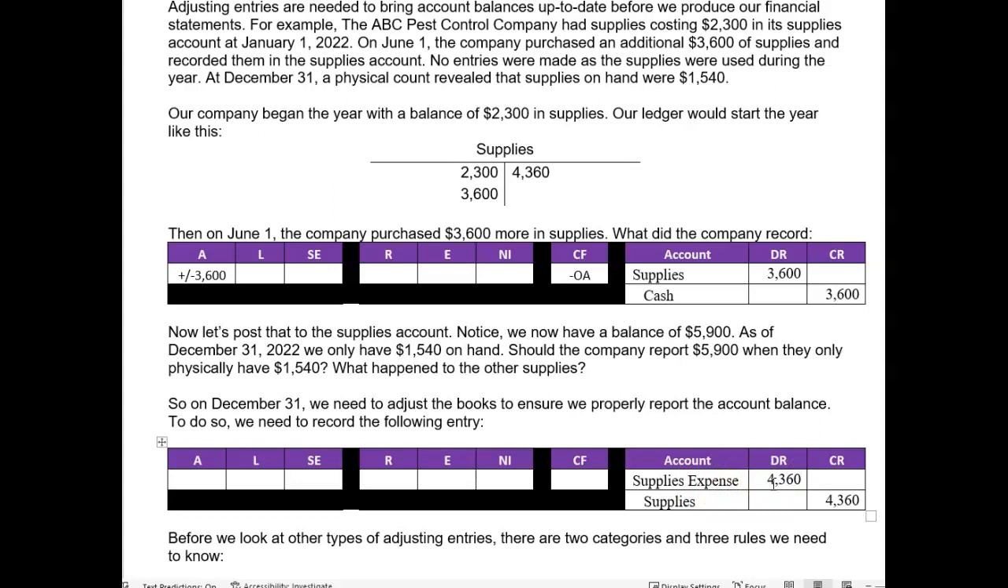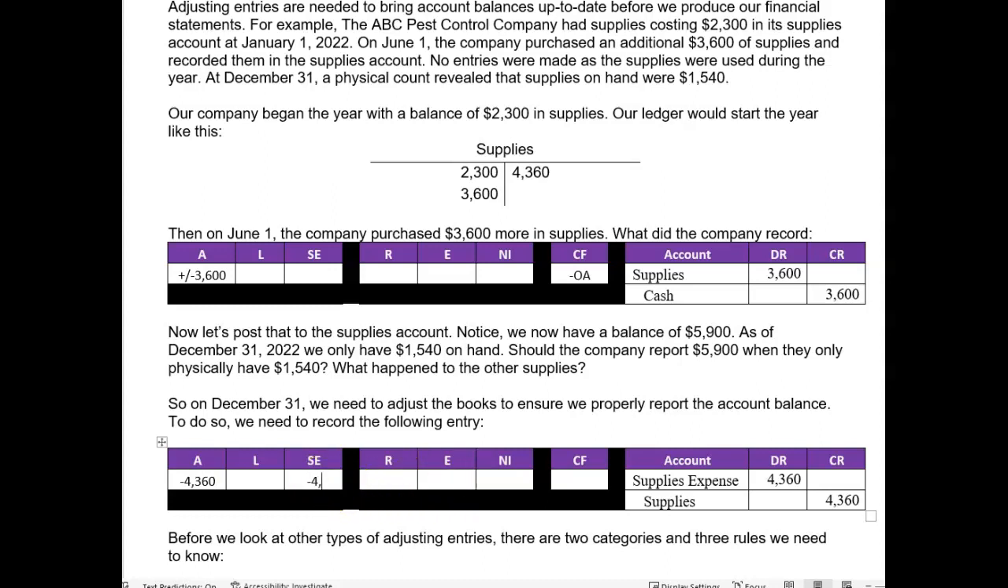Now, here's something really cool. Every time you record an adjusting entry, you're going to impact assets or liabilities. You've got to impact this portion of our balance sheet. So in this case, our assets are going to go down by $4,360. So that's one rule. You have to impact the balance sheet account, an asset or liability account. The second rule when we do our adjusting entry is it has to impact the income statement. The entire purpose is to make sure our financials are up to date. So every time we have an adjusting entry, we're going to hit revenues or expense. Okay, so in this case, it's an expense.